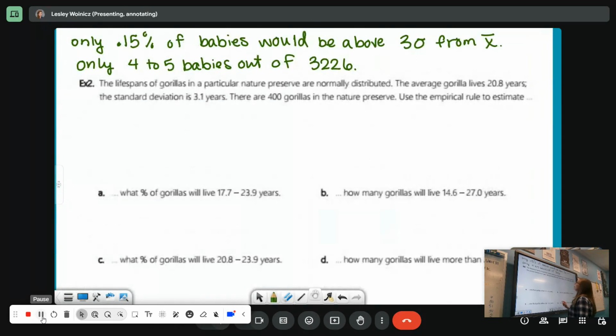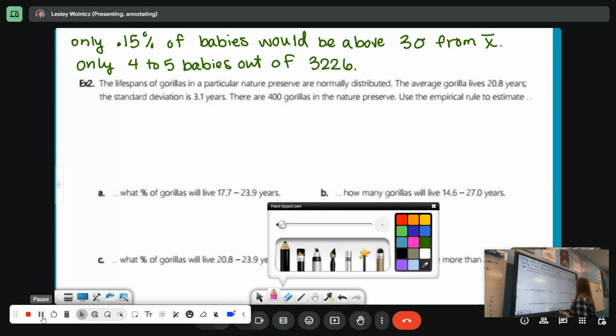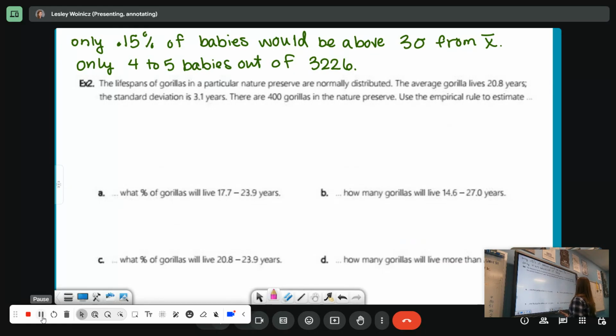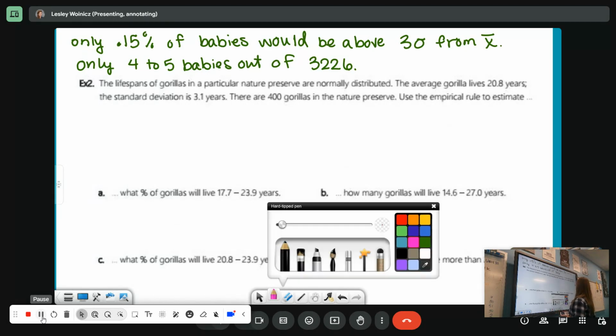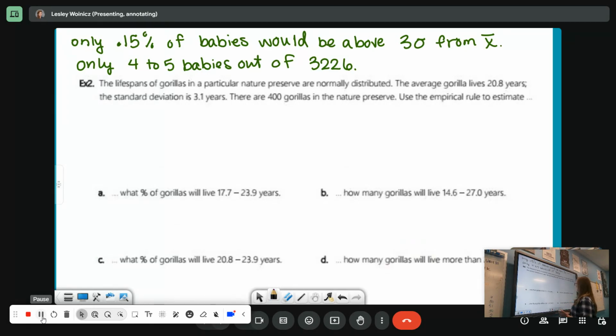Okay, so let's talk about gorillas. The lifespans of gorillas in a particular nature preserve are normally distributed. Good to know. That means that we can use the empirical rule. The average gorilla lives 20.8 years. The standard deviation is 3.1 years. We have 400 gorillas. We're going to use our empirical rule to estimate.